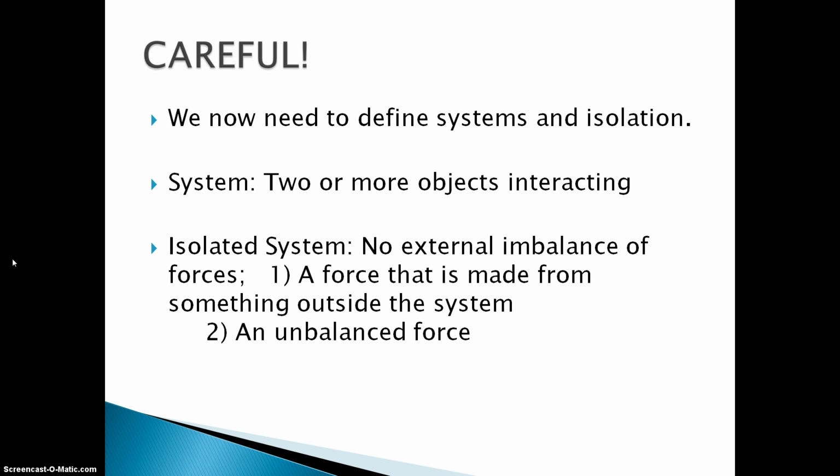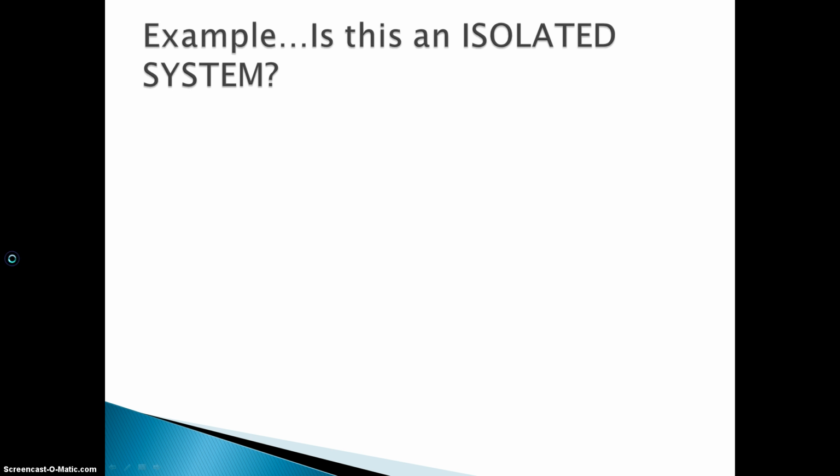An isolated system means there's no external imbalance of forces. In other words, there can't be a force that is made from something outside the system, and it can't be unbalanced. So if you define a system as you and your chair chilling there, if someone gives you a shove, that's from outside the system. Therefore, momentum is not conserved unless you somehow expand your system definition to include that force or person.